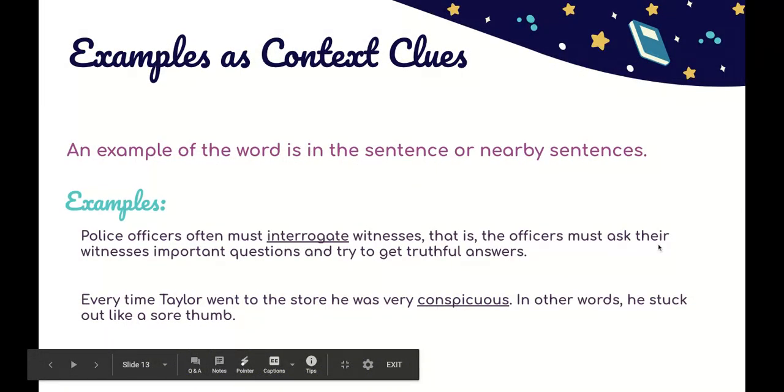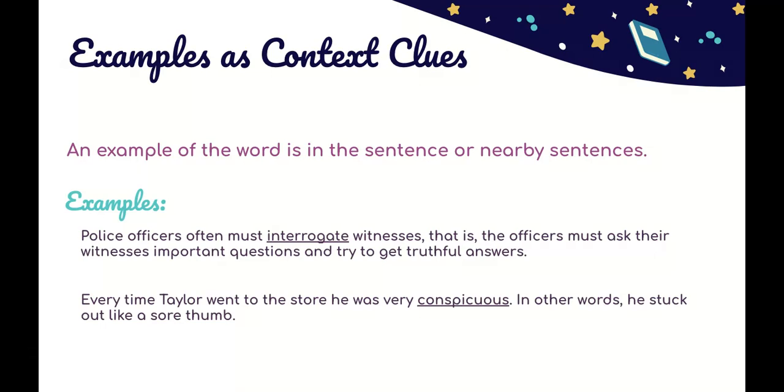So let's look at examples as context clues. An example of the word is in the sentence or nearby sentences. So let's look at this example. We're going to be looking at a word that we might not understand and look for examples of that word to help us learn what the meaning of the word is.